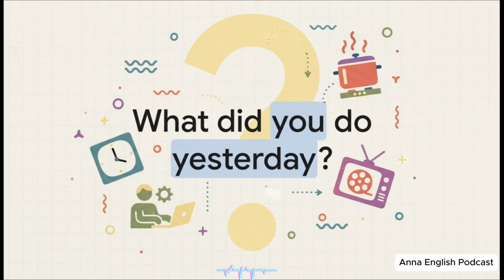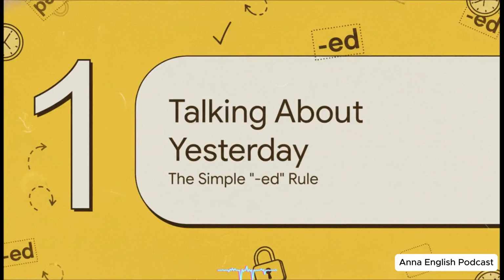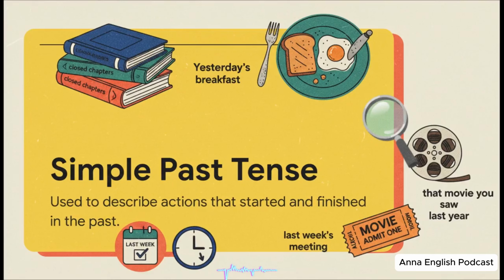So just think about it for a sec. What did you do yesterday? Maybe you worked, maybe you cooked something, maybe you just watched a movie. To talk about any of those things, you've got to use the simple past tense. And here's the good news. For most verbs in English, the ones we call regular verbs, there is one super simple rule for talking about something that already happened.